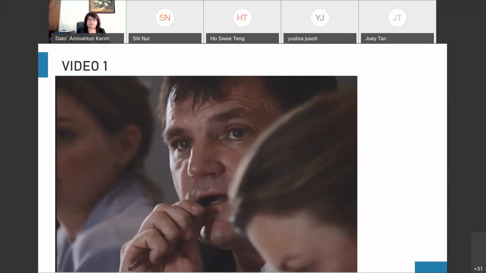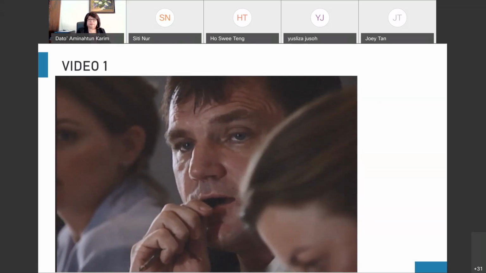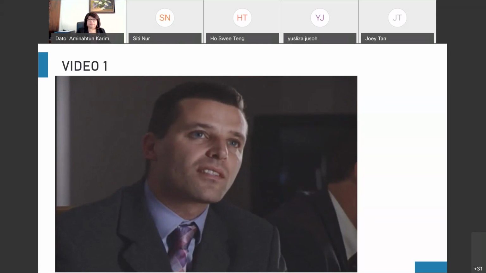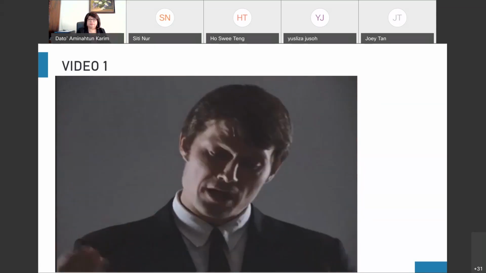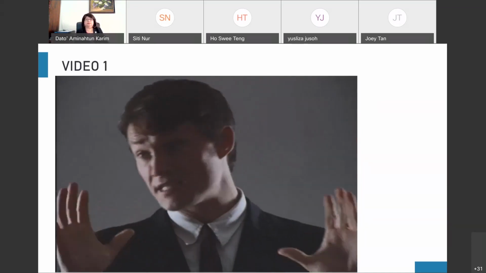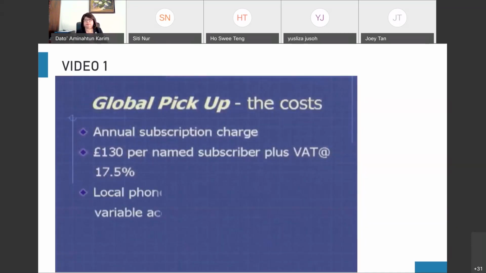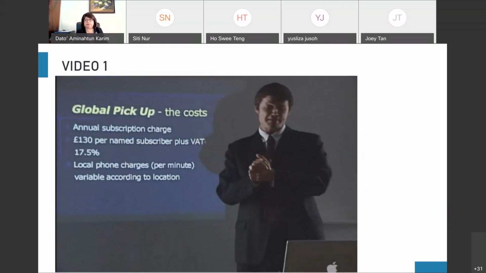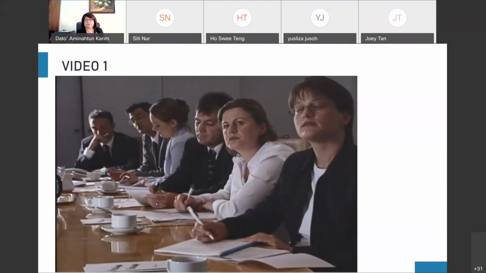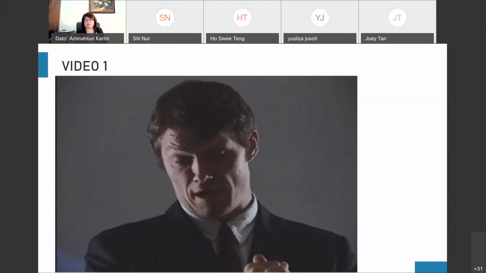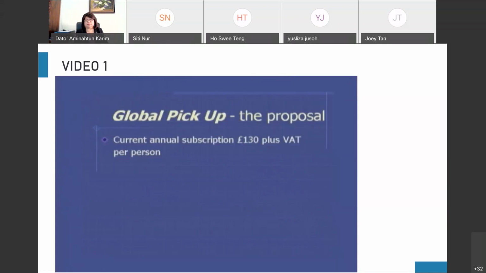There are two cost elements in Global Pickup. In order to use the service, there is an annual subscription charge for each named user. This is set at £130 plus VAT, which in the UK is currently 17.5%. On top of that, obviously, there are local phone charges, which we bill on a per-minute basis, and those, of course, will be variable according to location. Our current annual subscription rate is £130 plus VAT per person.